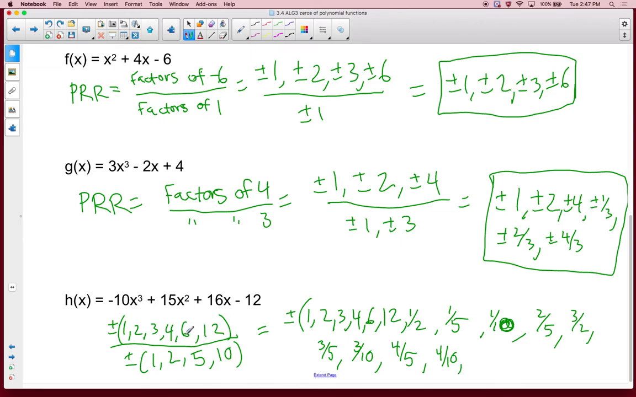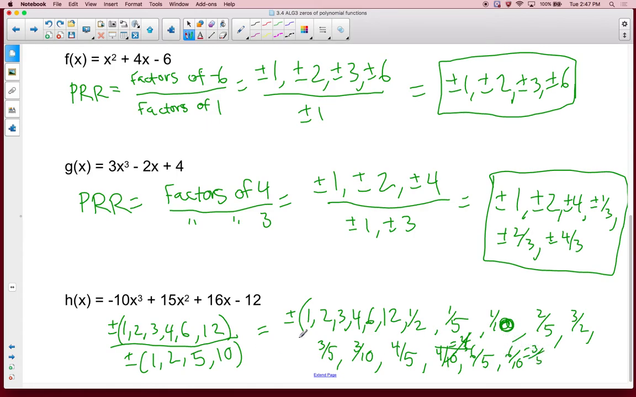And then we do it for 6. 6 over 2 is a 3, we already had. 6 over 5, and 6 over 10. You can reduce these if you would like. Take a 2 out from here, this is a 2 over 5, which we actually already had up here. 6 over 10, we could take a 2 out, so we have a 3 over 5.